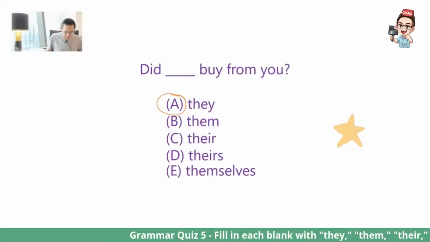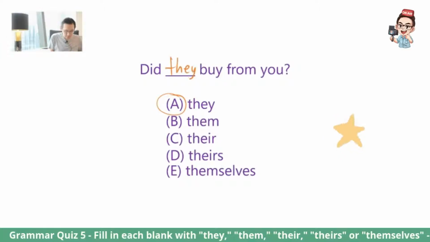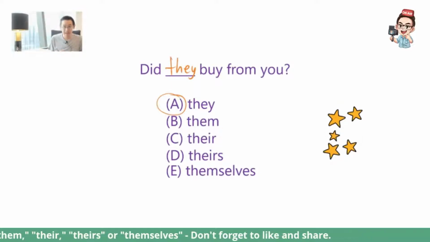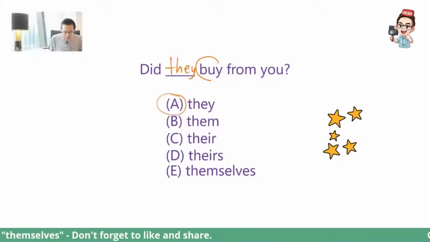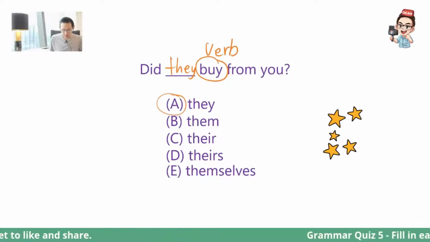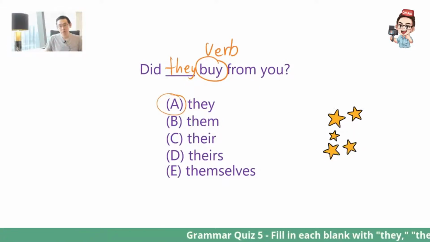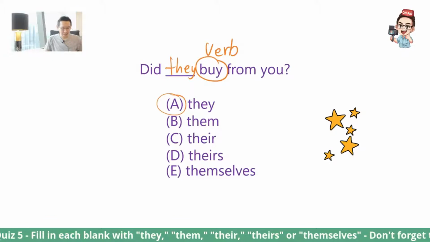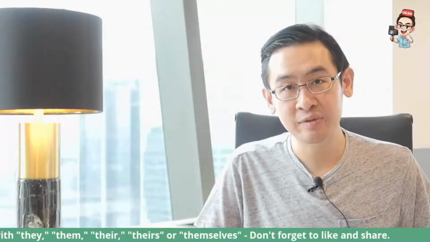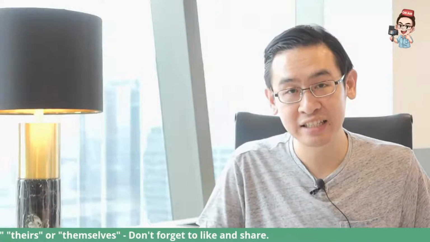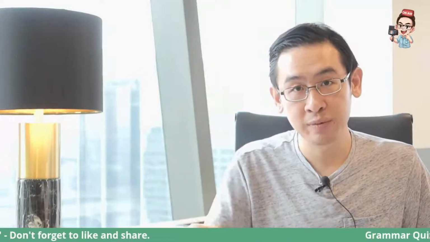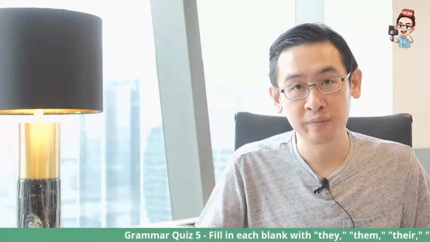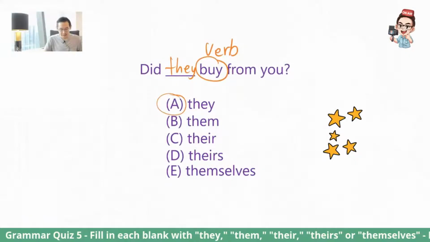So A, did they buy from you? And why do we choose A? Well, it's like the subject of the sentence, right? We have buy, which is a verb. So we are talking about who bought something from you. Okay, so we need that who, which acts as the subject. Remember that the subject is the thing that does the action in that sentence. So here, they, this group of people, is the one that does the action. They buy something from you. Okay, so that's why we say, did they buy something from you?